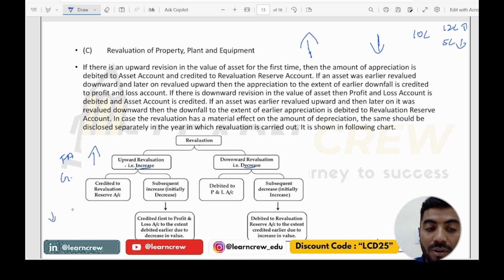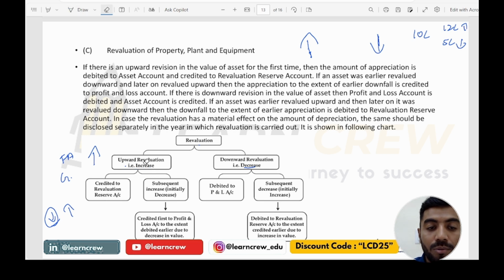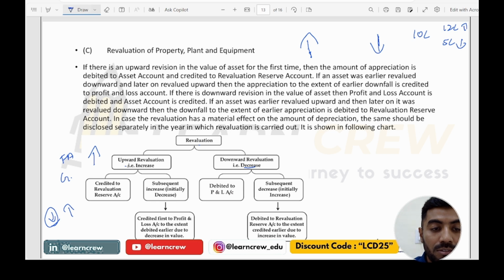Initially it was decreased. Now again it's increasing. So what happens that time? Whatever decrease it had faced, that to be okay. One second. We'll just discuss the downward, then we'll come to this. So we discussed this. If there is any downward revaluation, what to be done? That time you need to charge it to P&L account. If there is any downward revaluation, charge it to P&L. If there is any upward revaluation, credit it to revaluation reserve account.